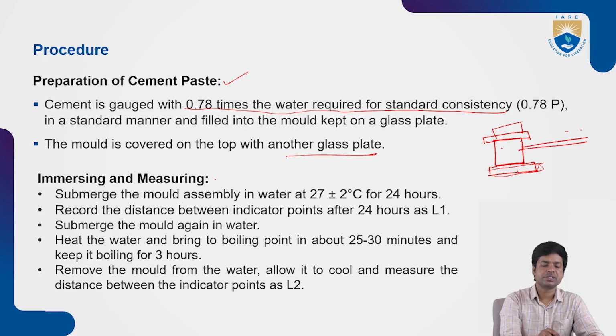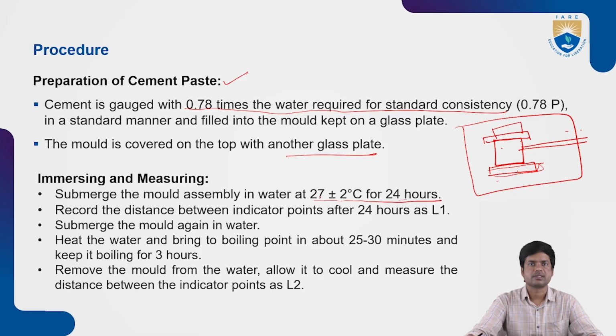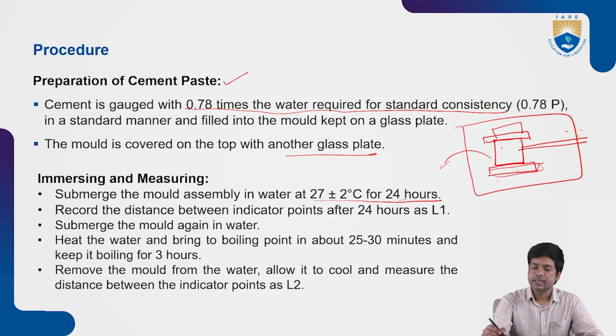Now for immersing and measuring: submerge the mould assembly in water at 27 plus or minus 2 degrees Celsius for 24 hours. Take out the total setup and place it in the water bath for 24 hours at that temperature. After 24 hours, take out the setup and record the distance between the indicator points. If you see the top view, it will be like this.